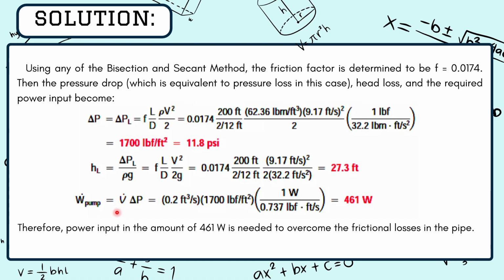For the work of the pump, we just multiply the volume flow rate times the change in pressure, or the pressure drop. Then we simplify this equation, and we get 461 watts. Therefore, the power input of 461 watts is needed to overcome the frictional losses in the pipe.